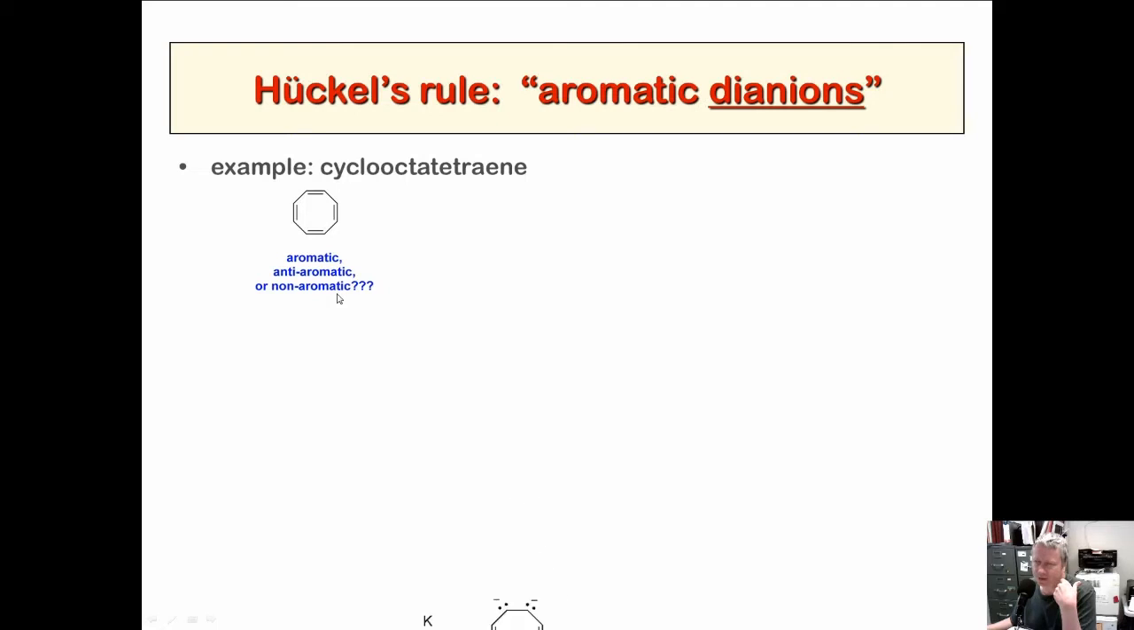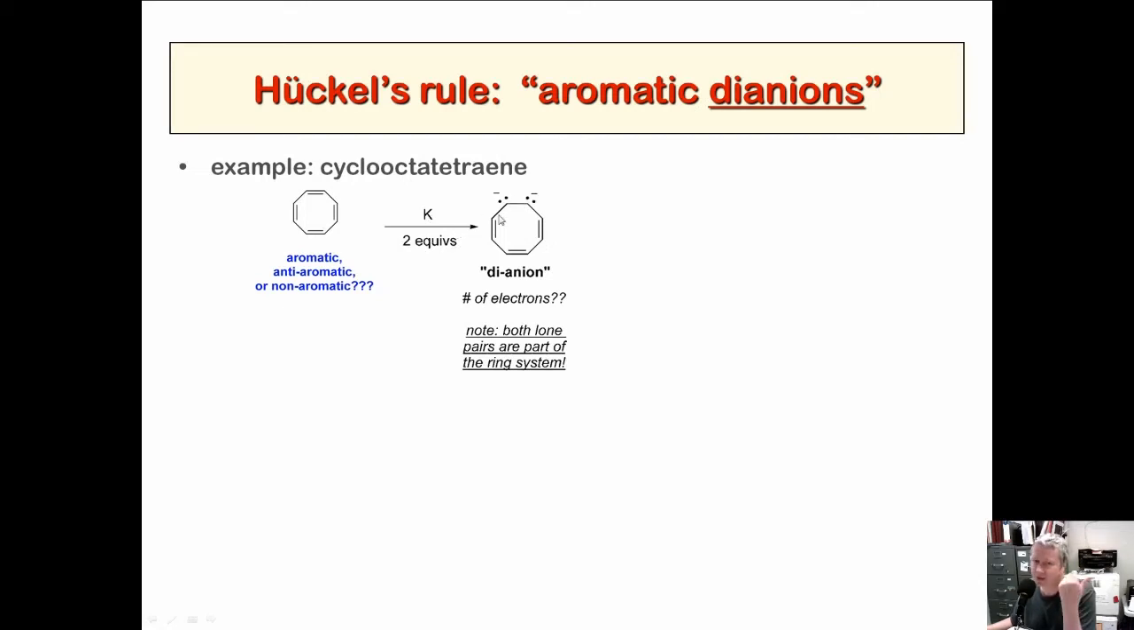This is an interesting one where if you treat it with potassium, it does a kind of reduction and you get a dianion. So you have two negative charges with lone pairs, a dianion. Now how many pi electrons? Everything's still sp2. 1, 2, 3, 4, 5, 6, 7, 8, 9, 10. Okay, so 10 is aromatic, 4N plus 2. This is what we call an aromatic dianion, because it's got 4N plus 2 electrons.